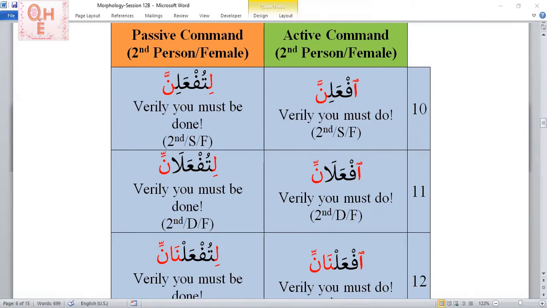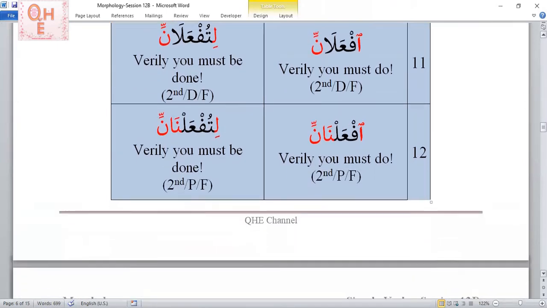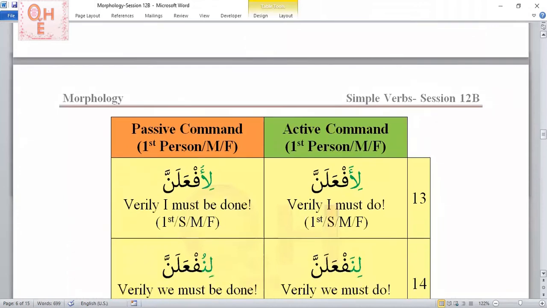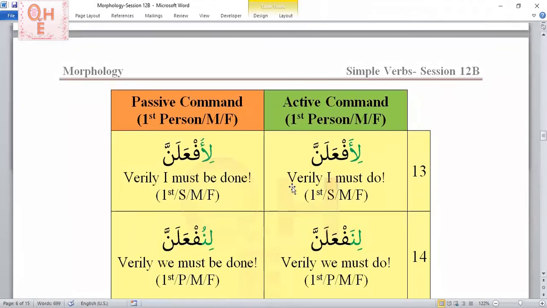Now the last chart for emphatic command, inshallah, that is first person, right? The first word for the active command, liyaf'alanna. Verily, I must do. Liyaf'alanna, verily, I must do. First person singular, male or female. Okay, so these are the charts for emphatic command.